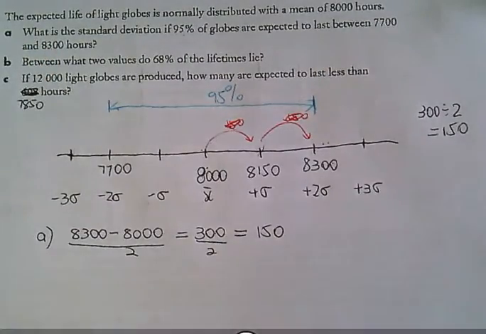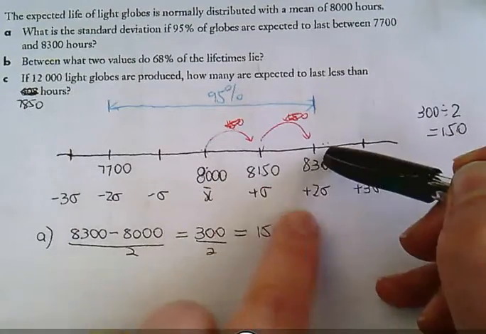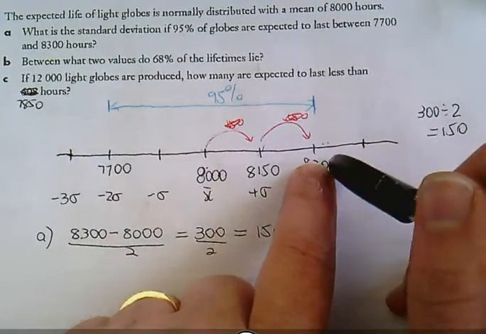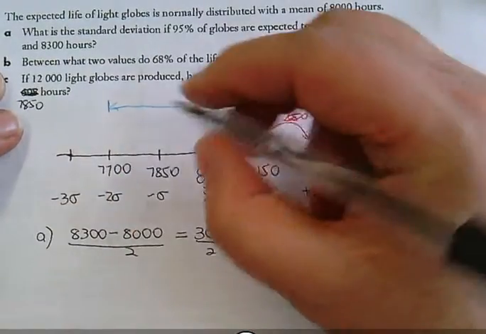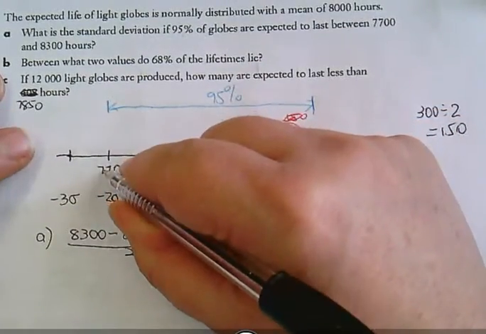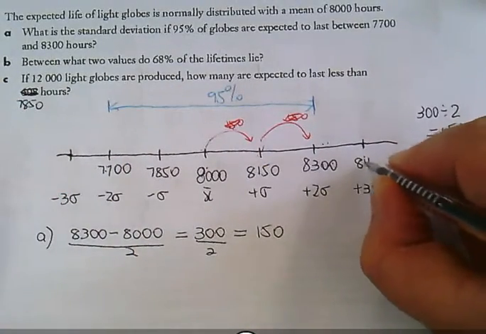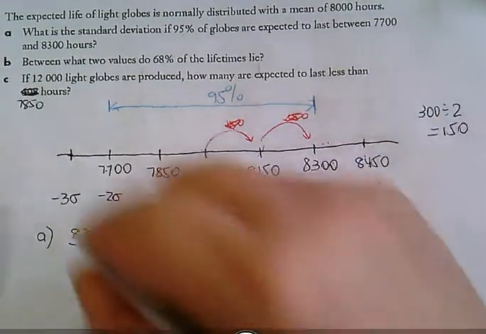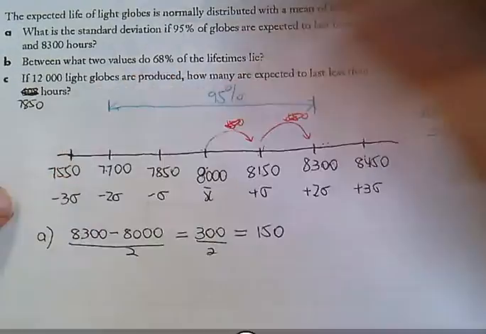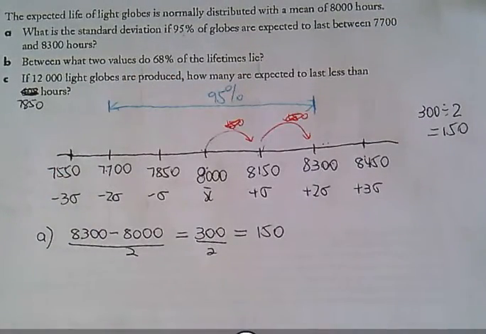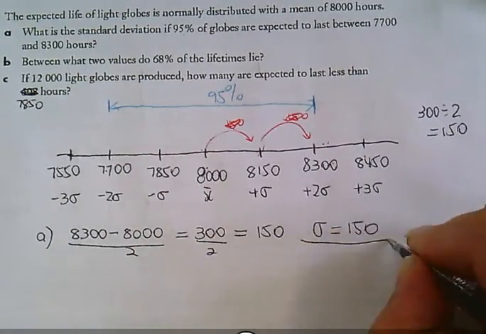Remember how I start my graph normally? I put my mean, I add my standard deviation, I write it there. I add another standard deviation, I write the answer there. So these have to be 150, so this is 7850. And then that's good, 7,700 works. Can I have these last ones too? This would be 8450, wouldn't it? And this would be 7550. So I've got all my numbers in there. So the standard deviation is 150.